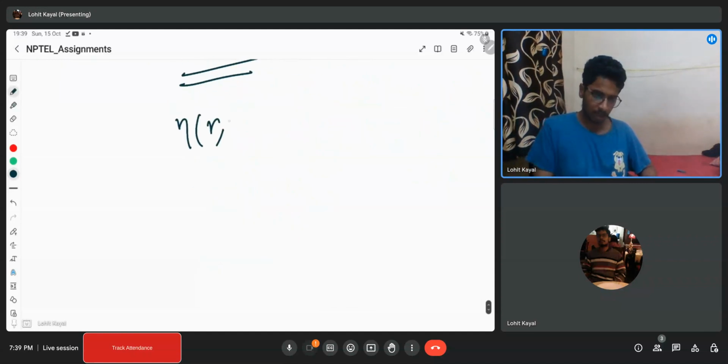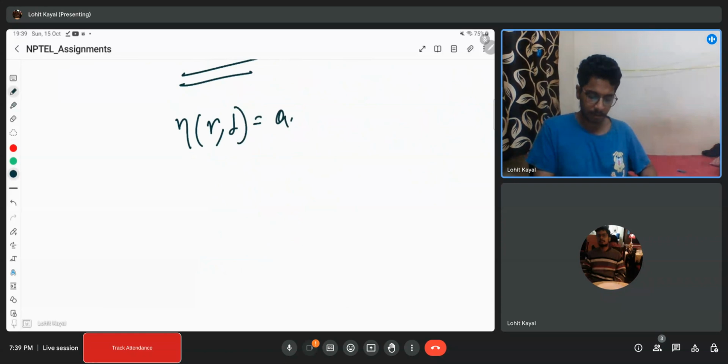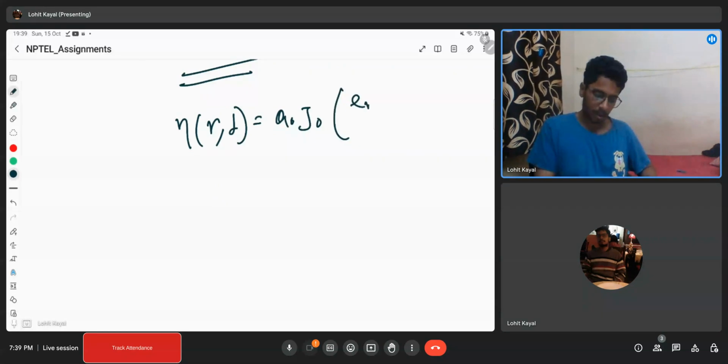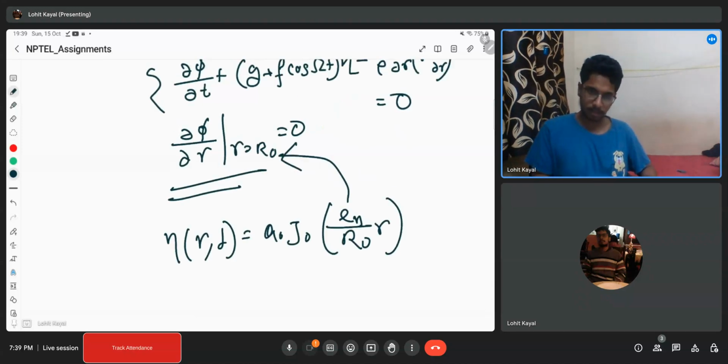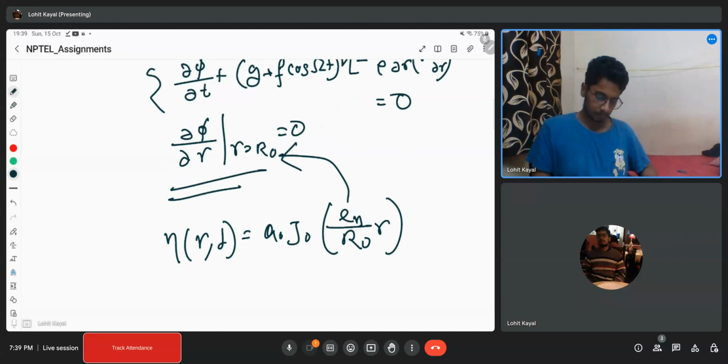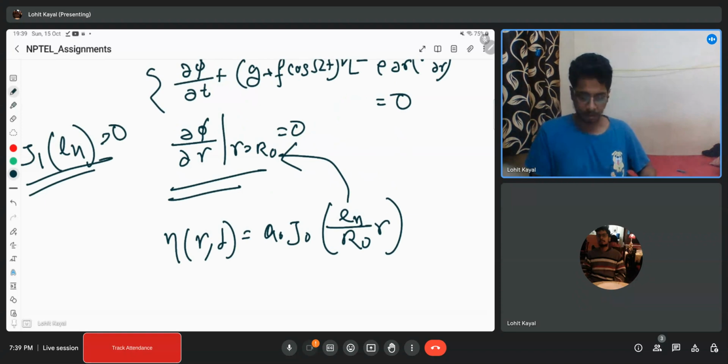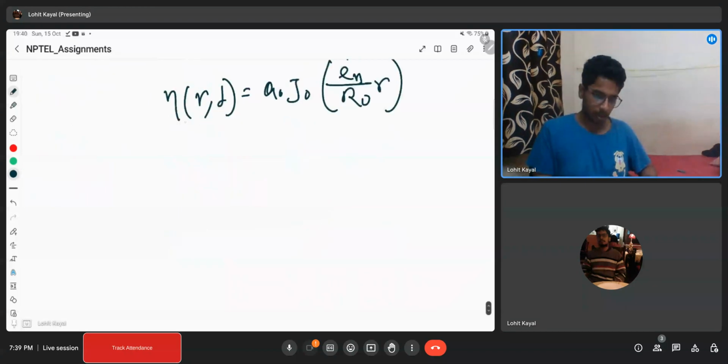The solution will be eta(r,t) equal to a(t) J0(l_n r / r naught). Now what is l_n? It is coming from this expression, right? We will get J1(l_n) equal to 0. So l_n is basically the roots of J1. So it is eta(r,t), and phi(r,z,t) will be similar to this.